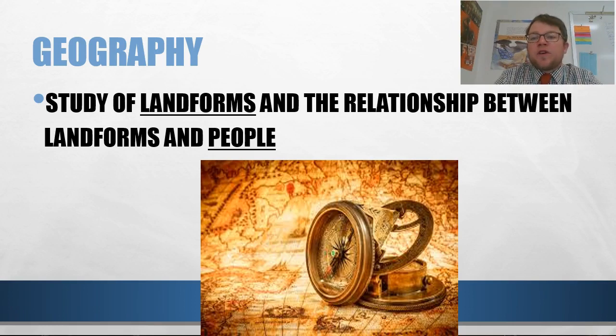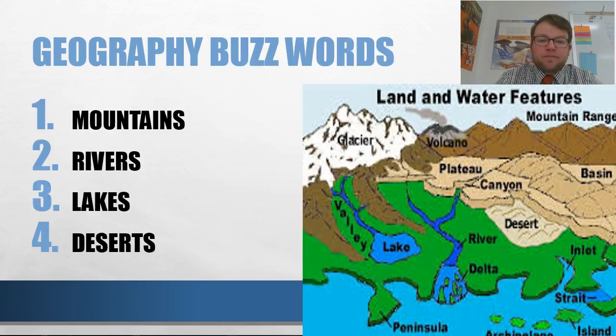A geographer is also going to look at why people live the way they live. So, for example, Native Americans, the Iroquois tribe, they lived in longhouses. Why did they live in longhouses? Because they lived in forests. They had abundant resources of wood to use for homes. Why would the Great Plains Native Americans not have longhouses? Because there weren't many trees in the grasslands. So we're going to study landforms and how they impact people.